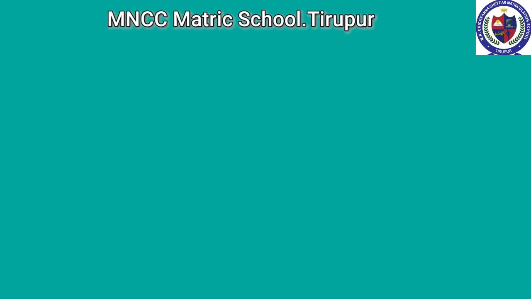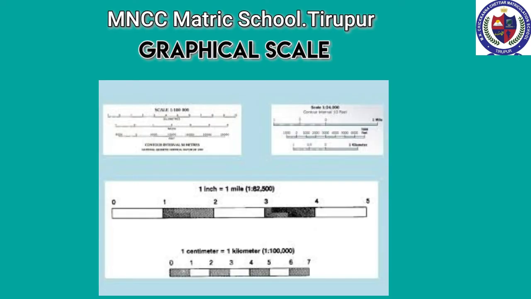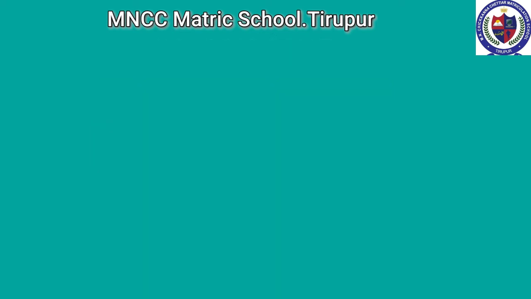The third one is graphical or bar scale, also called linear scale. A graphical scale looks like a small ruler drawn at the bottom of the page. This line is divided and subdivided into lengths. Each one represents a certain distance on the ground.